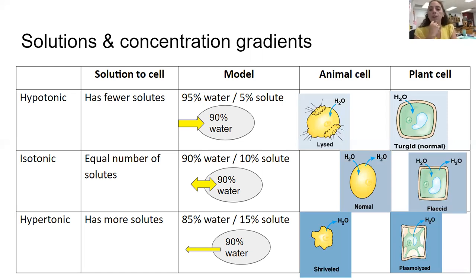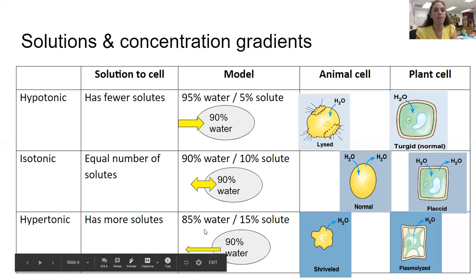A hypertonic solution has more solutes than the cell. So here we have 85% water, 15% solute. Water goes from high water to low water. If it's an animal cell, it's going to shrivel up. Plant cells, we say, are plasmolyzed. The membrane here is pulling away from the cell wall. The cell wall, though, is still helping to maintain a structure. This would be a plant that looks like it's about to die if it does not get water soon.